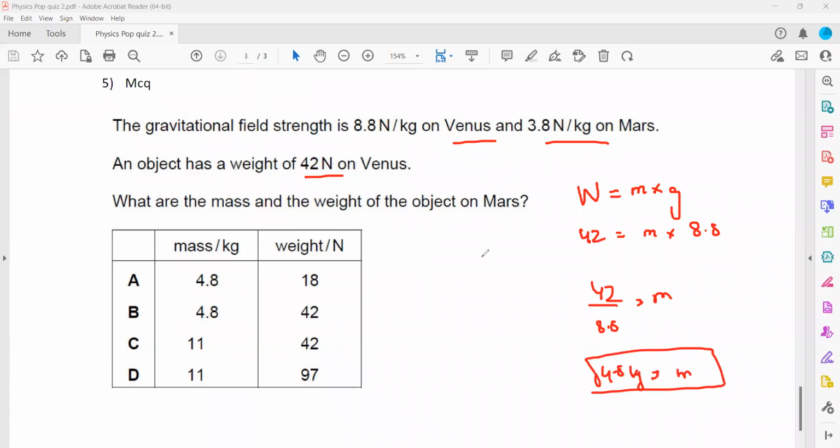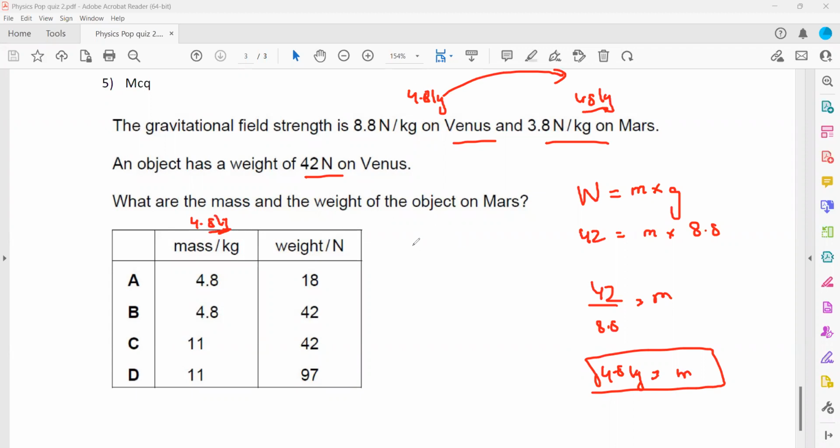And we know the mass of an object does not change. So if its mass is 4.8 kilogram on Venus, it will also have the mass of 4.8 kilogram on Mars. So mass will be 4.8 because the mass of an object does not change as we move from one place to another. It's the amount of matter.